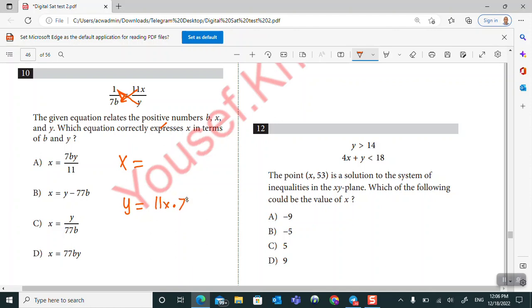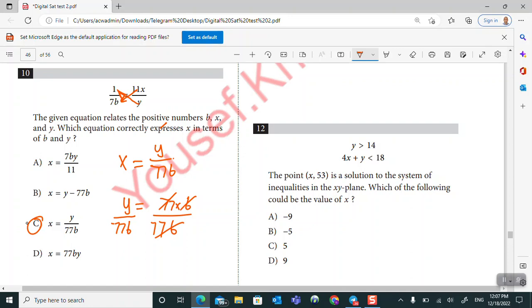11x times 7b. Divide 7b on both sides. No, 77. Okay, that's 77, not 7. For simplicity, we can just write it down. So it's 77b. So x is equal to y over 77b. So the correct choice is C.